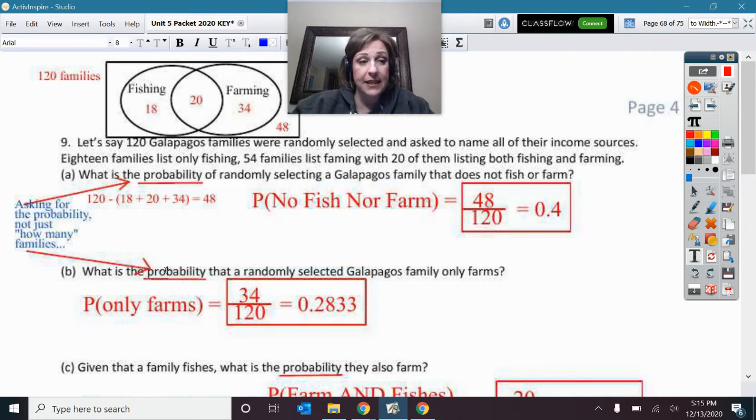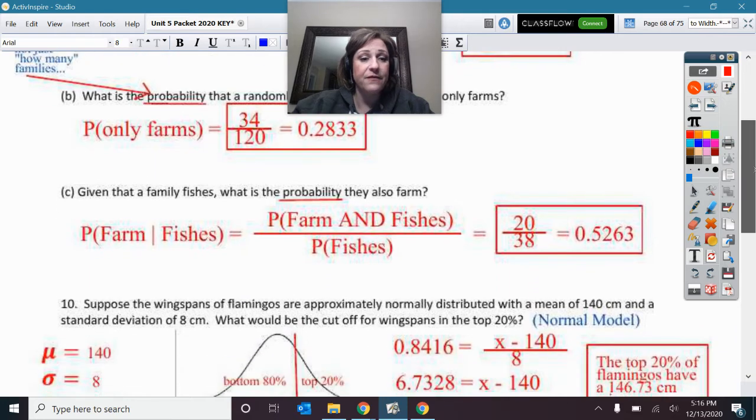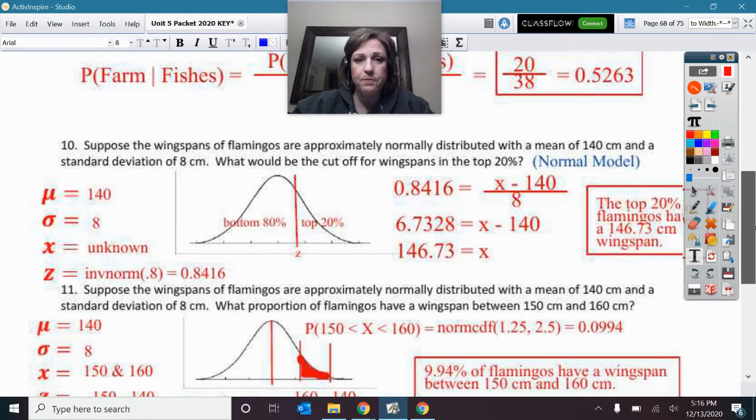All right, B, same thing. Not how many families, it's not the 34 that are farming, it's the 34 out of the 120, so that's 28.3%. And I guarantee you 34 and 28 would both be options here, okay? All right. Given that the family fishes, so here is out of all the fish ones, the 38 who fish, who are the farming and fishing ones. So that's the 20 over 38. And so that is the probability. You probably felt more natural doing that one.